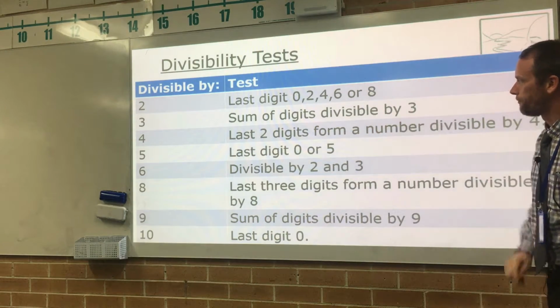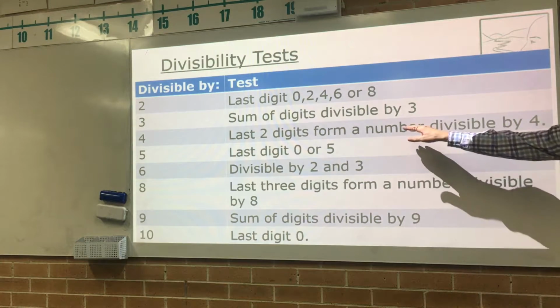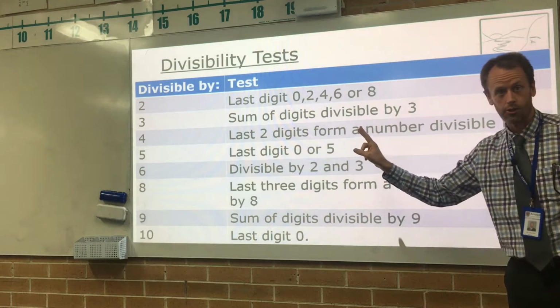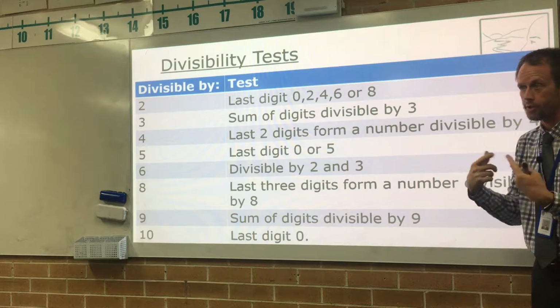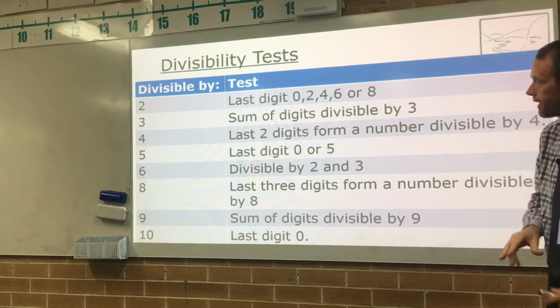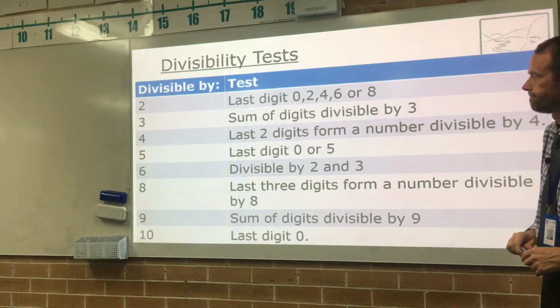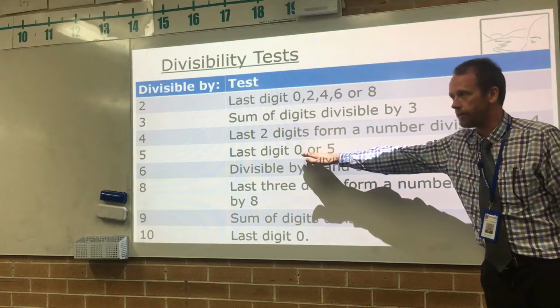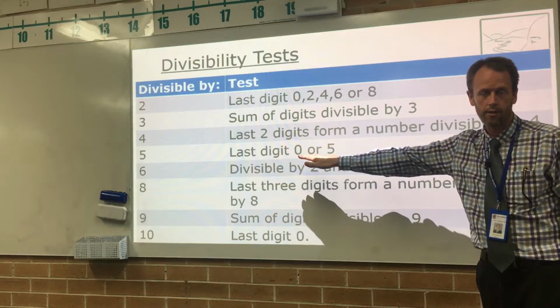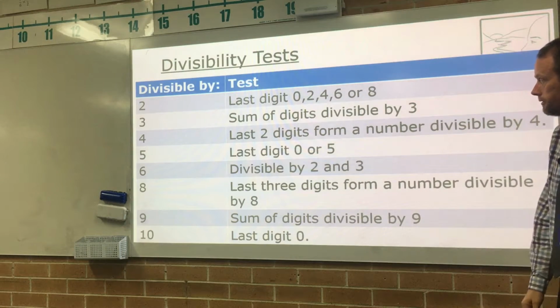Okay? For 4, the last 2 digits form a number that is divisible by 4. Now we know this partly because 100 is divisible by 4, and so then it just starts again. That's why it's only the last 2 digits. For 5, well, it either ends in a 5 or a 0, because it's 10, 20, 30. Then it's divisible by 5.